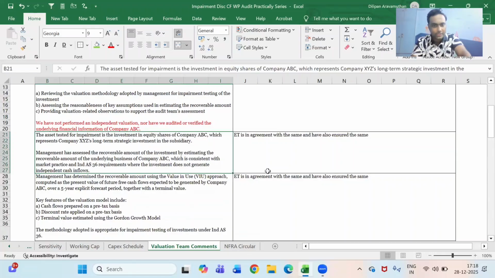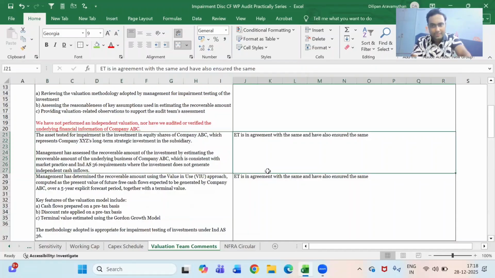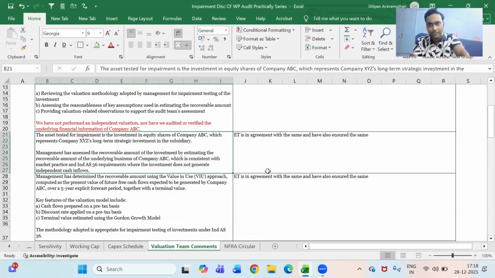"Management assesses the recoverable amount in accordance with Ind AS 36 practices," and we agree with the same, and we have ensured the same. This is factual. So in the memo there would be a lot of factual points, and there would also be a lot of disclaimer points. For the factual points we will simply say that we agree and we align with the same, or we acknowledge the same, and move on. And for the disclaimer points, we'll dispose of them by saying what procedures we have done from our end. Right? I hope that is very clear.